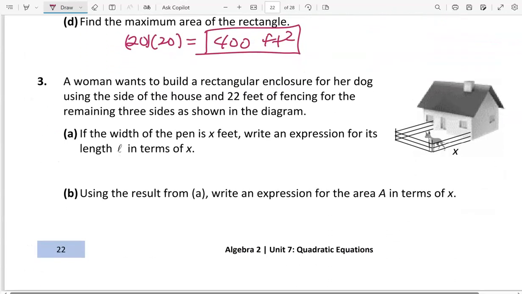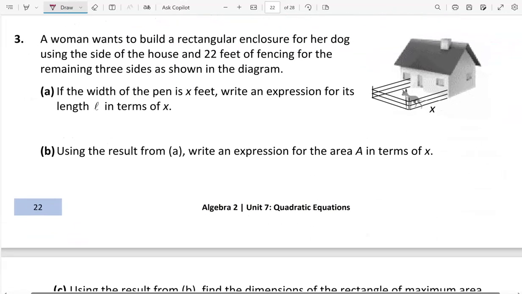In number 3, a woman wants to build a rectangular enclosure for her dog using the side of the house and 22 feet of fencing for the remaining 3 sides. So in our diagram, we can see one side that's labeled X, and the opposite side of that rectangular enclosure will also be X. Let's call the other one L. The width of the pen is x feet. Write an expression for L in terms of x.